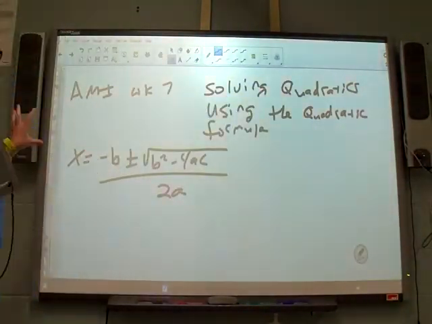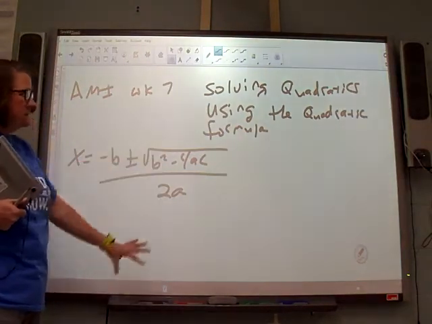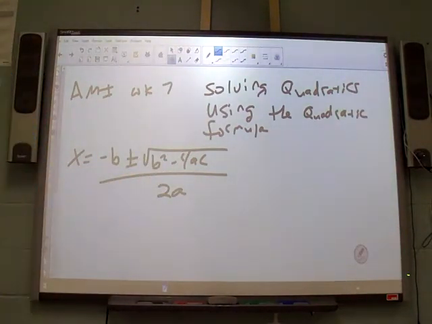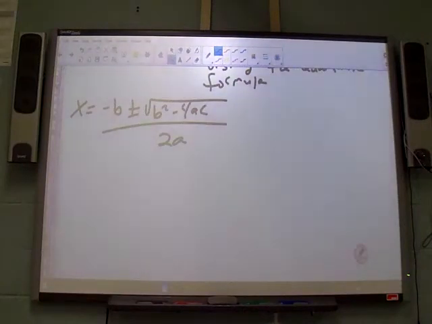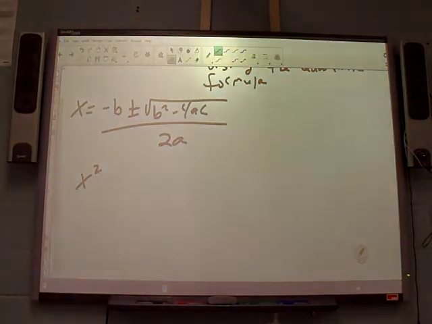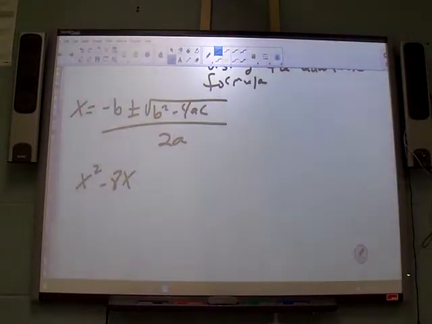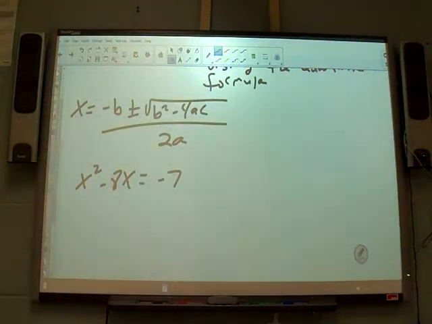Now, in order to get your a, b, and c, your quadratic has got to be in standard form, so that's one thing that we'll have to check for. Most of these are going to be ready to go, but we'll talk about that and check for that. So what I've got here says x squared minus 8x equals negative 7.